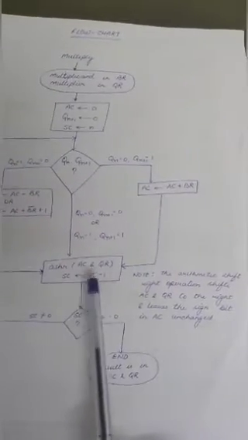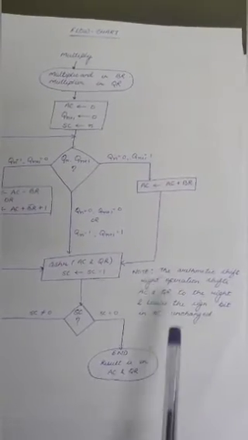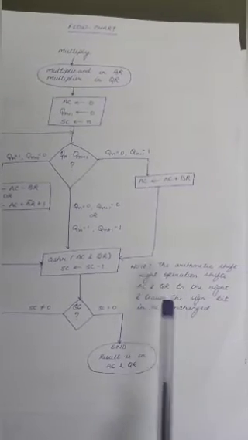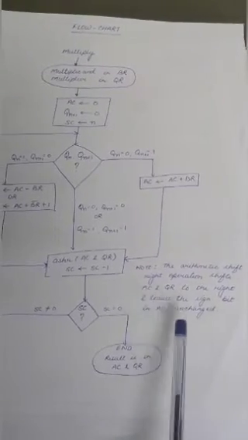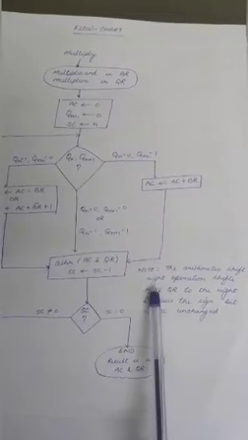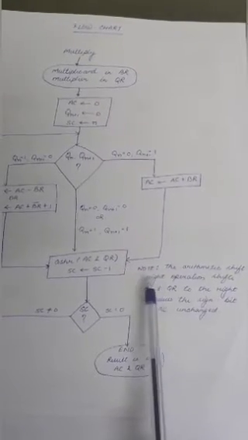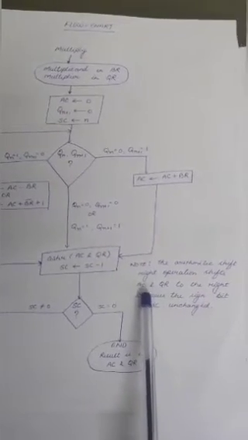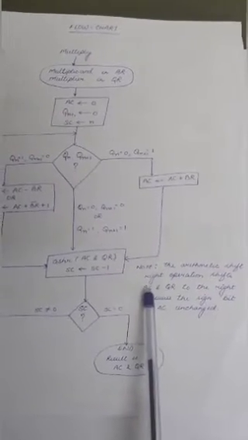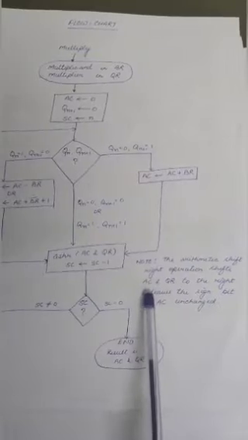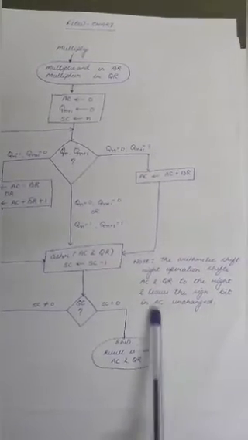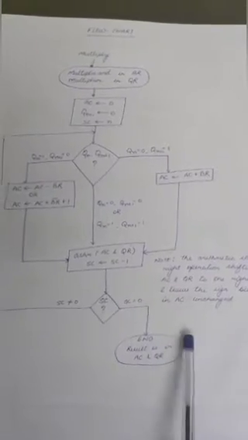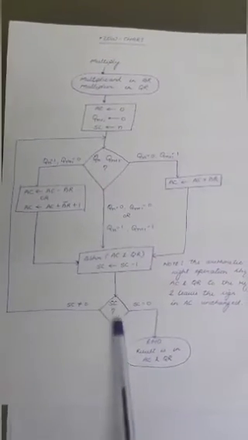Now, when you are performing an arithmetic shift right operation on AC and QR, we need to shift them to the right and leave the sign bit in AC unchanged. AC is basically holding the partial product, so its most significant bit indicates the sign bit. So we need not change it. This will get more clear once we take one example, and at last we have a sequence counter.